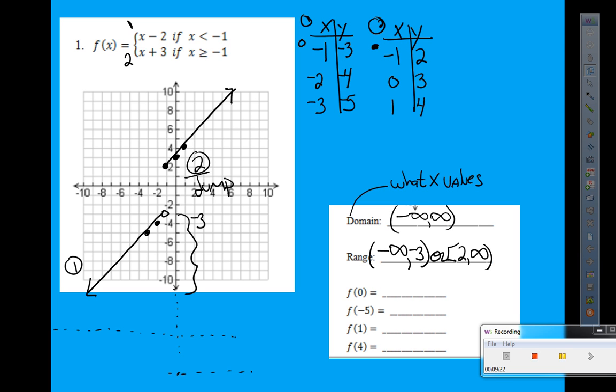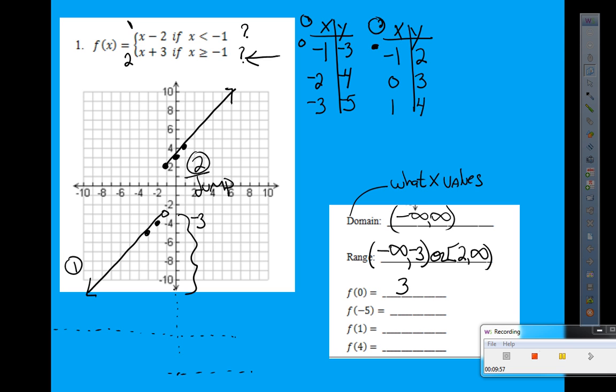The next little piece is just want to make sure you can pick out where to plug it. To find f of 0, you have to decide which equation to put it into. So here's what you got to do. Think of 0. Is 0 less than -1, or is it greater than or equal to -1? So you got to decide to plug it in equation 1 or 2. Since 0 is greater than -1, I'm going to plug it in right here. So I'm going to go 0 plus 3, and I'm going to get 3.